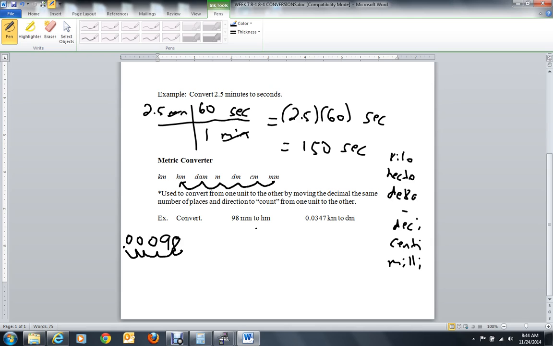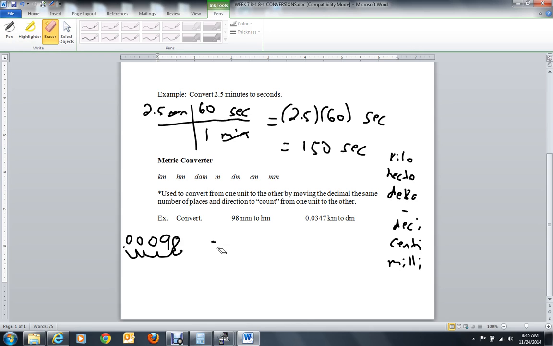So what that means is that 98 millimeters is the same as 0.00098 hectometers. And that should make sense because millimeters are really small and hectometers are really big. So we're looking at a really small number that's being converted. 98 millimeters is the same as this really small decimal for hectometers. And that's all we're doing. So now let's do the next one.